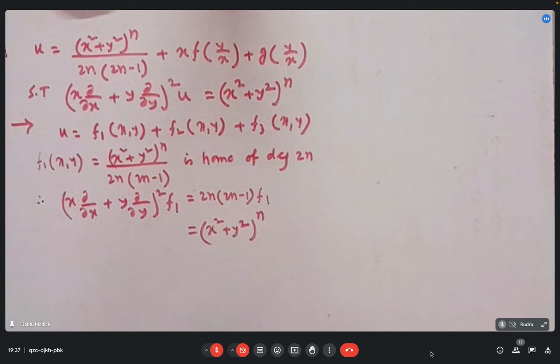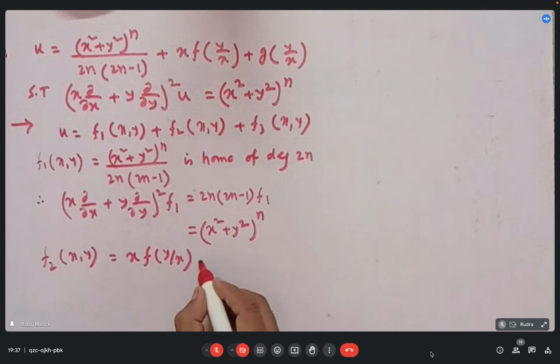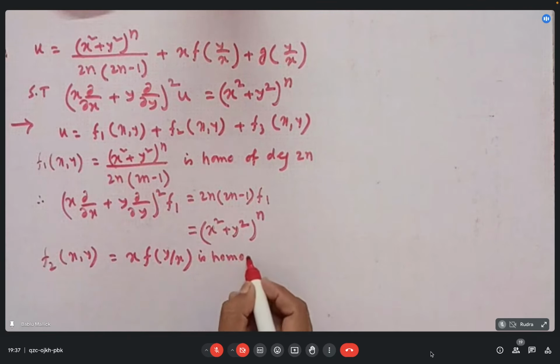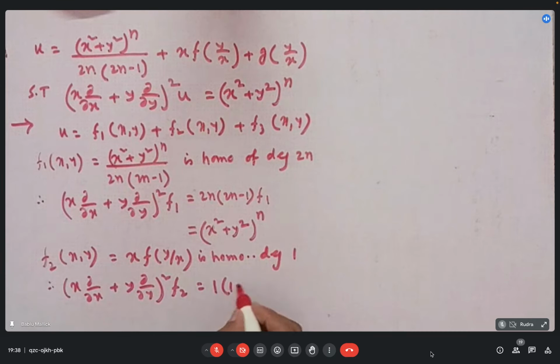Next write f2 x comma y. f2 x comma y is equal to x into f of y by x, is a homogeneous function of degree 1. Therefore x into del x plus y del y whole square of f2 is 1 into 1 minus 1 into f2, which is equal to 0.